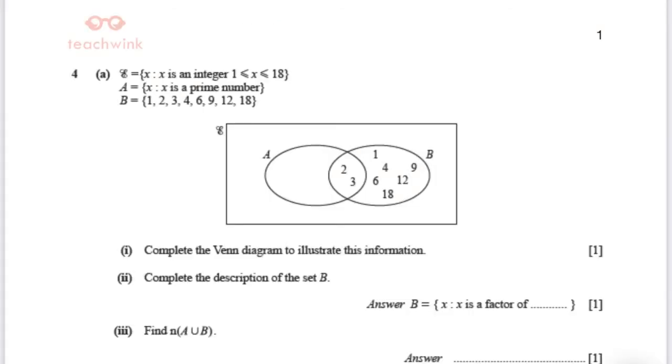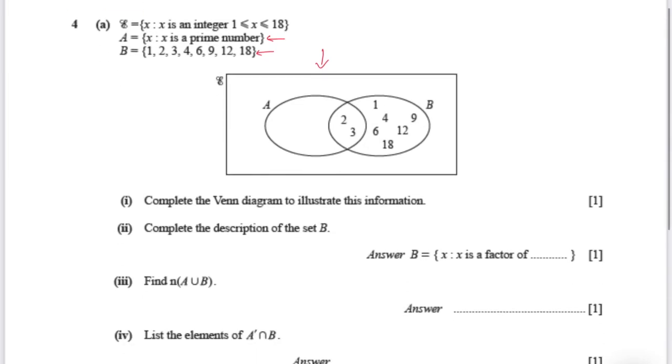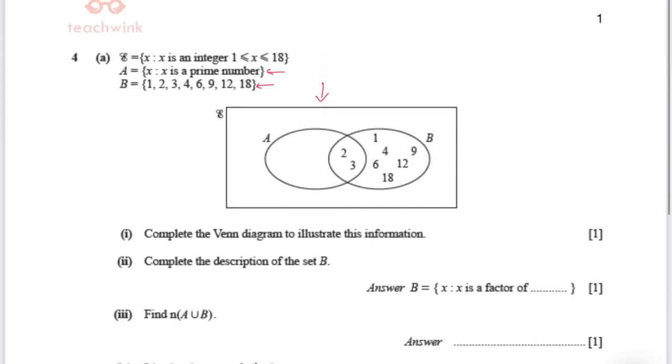Part A says that A is a prime number and that all the numbers of B are 1, 2, 3, 4, 6, 9, 12 and 18. Then they are represented by a Venn diagram in this box. Let's read part 1. It says complete the Venn diagram to illustrate this information. So let's complete the Venn diagram.